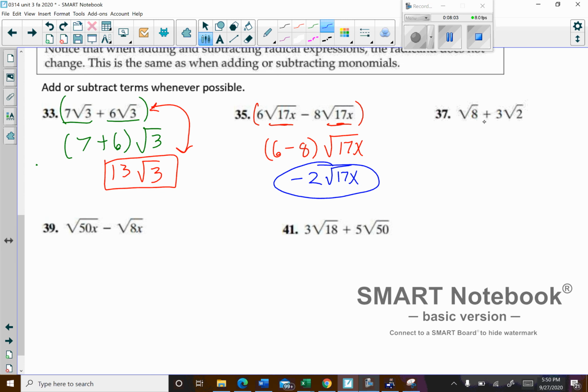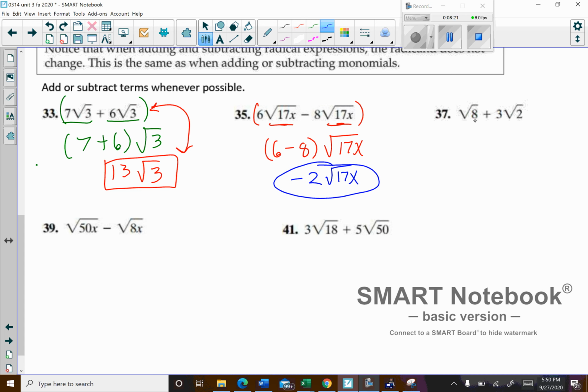Uh-oh, looking at 37, they don't match, so I can't add these together yet. What I can do is manipulate them and try to see if I can get a way for them to match. And you always want to start with the larger one in this particular example.